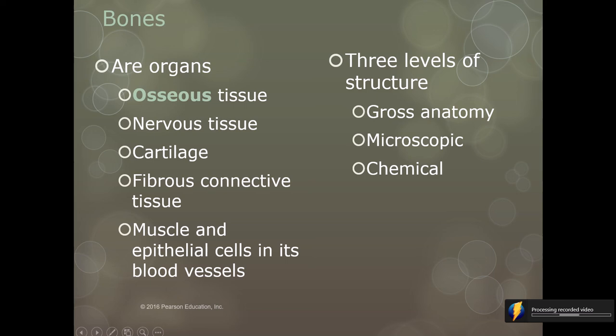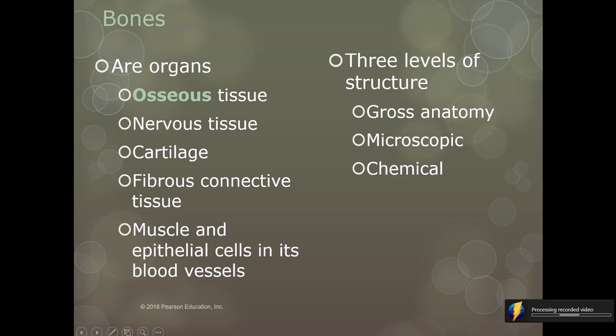So even though when we think of our skeleton, we really think just of the bones, and really what we think of is the osseous tissue, which is far and away the bulk of it, it is not just a single tissue type. There are multiple tissue types found in our bones, and so they are considered organs.